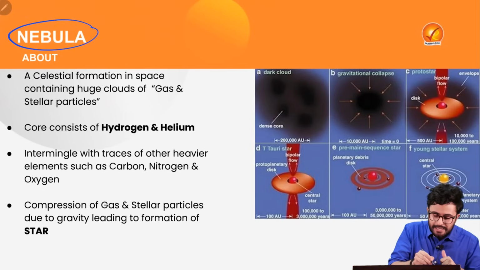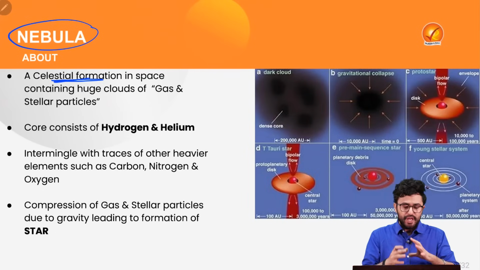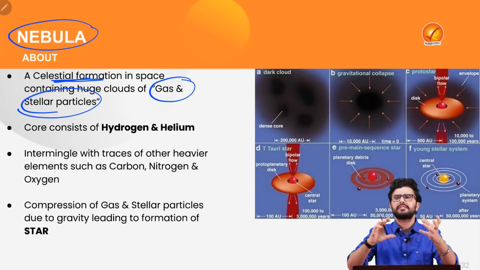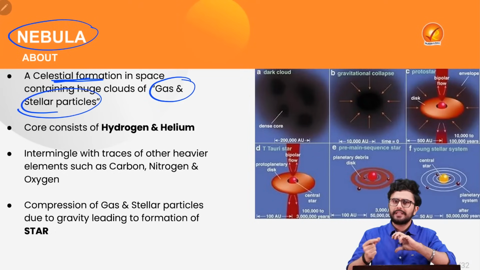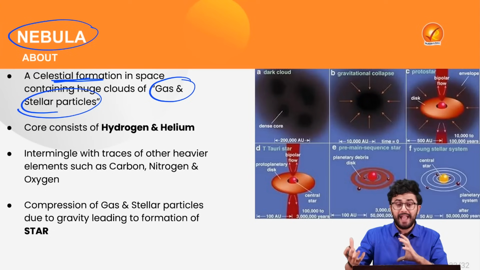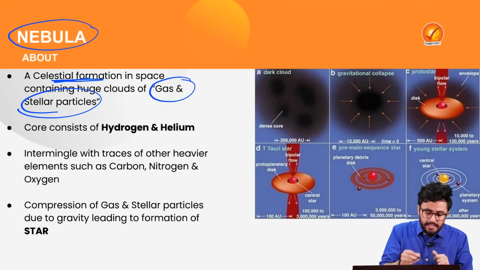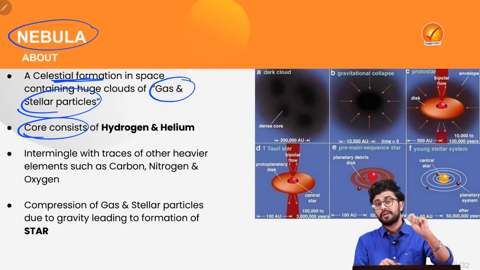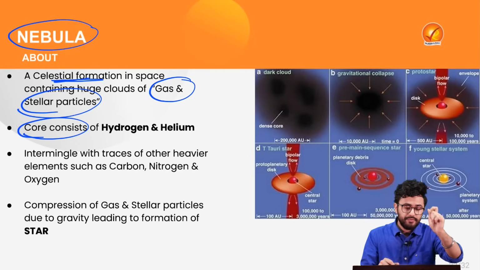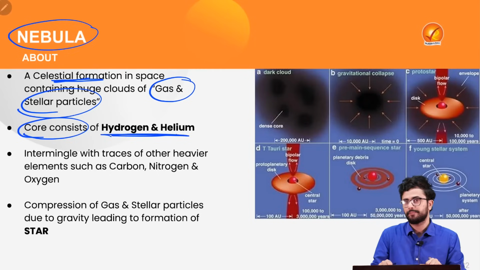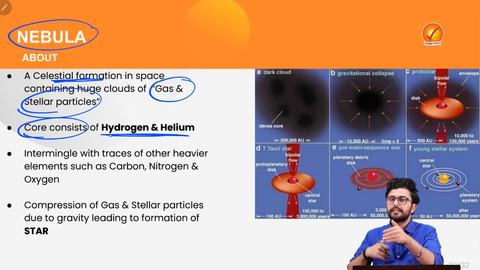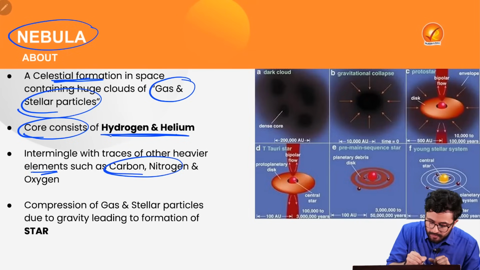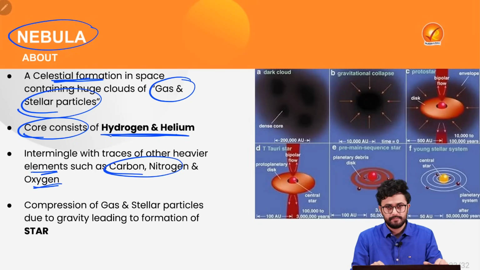A nebula is basically a celestial formation in space which contains huge clouds of gas and stellar particles or dust particles, which are basically several kinds of elements, gases, etc. The core of this nebula consists of the two most abundant gases of the universe, which are hydrogen and helium. And then these gases start intermingling with other heavier elements such as carbon, nitrogen and oxygen.